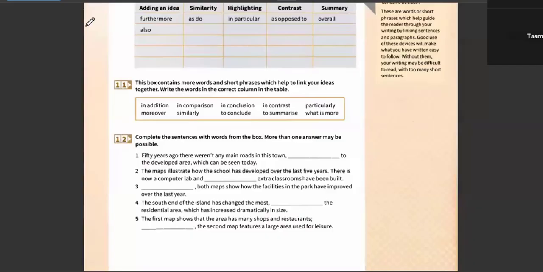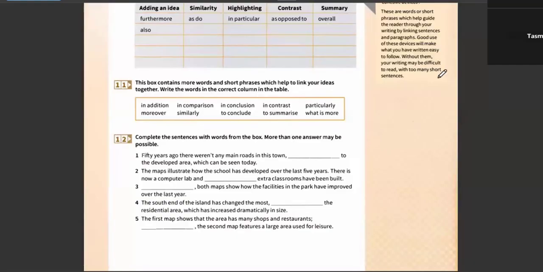Okay, number four. The south end of the island has changed the most, particularly the residential area, which has increased dramatically in size. Very good. Five, the first map shows that the area has many shops and restaurants. In contrast, the second map features a large area used for leisure. Very good. Well done. So other than number three, you were very confident about the rest four of them. But for number three, I know you had a reason to get confused, but this is fine. So now I think your confusion has been cleared.